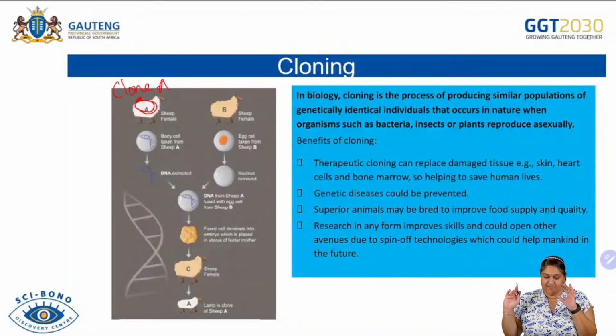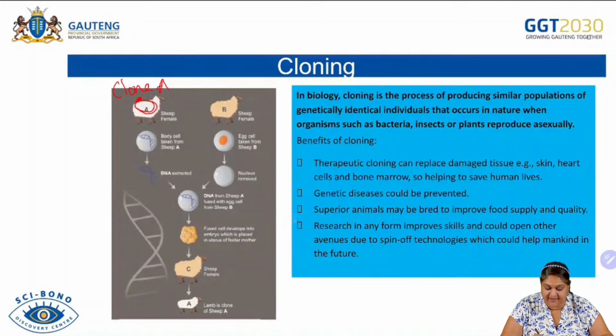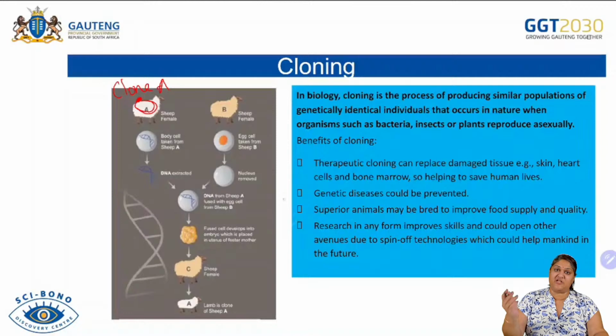What's happening in sheep B is that they take an egg cell from sheep B and then they remove the nucleus. Then they take the DNA that was extracted from sheep A and insert it into the cell from sheep B, and they fuse it. The DNA from sheep A is fused with the egg cell from sheep B, and now we've got the structure. Then the fused cell develops into an embryo, which is placed in the uterus of a foster mother. So then they've got a sheep C now.